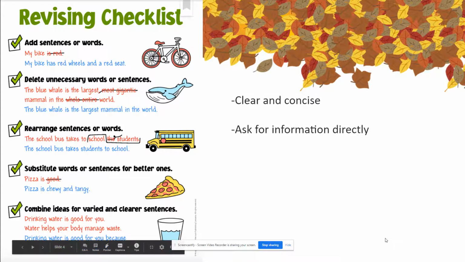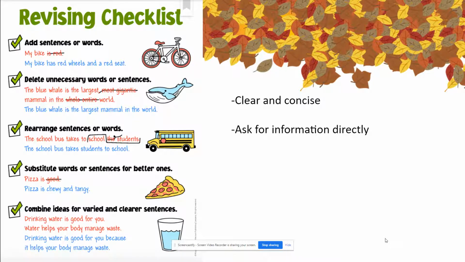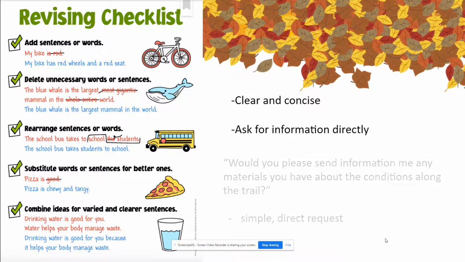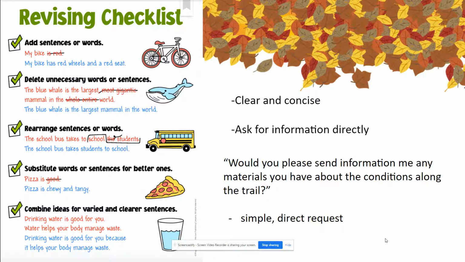When I write a formal letter, I want to present my ideas in the best way possible. Since I don't know the person whom I'm writing to, my sentences should be clear and concise. I know the person is busy and I don't want to waste time with unnecessary details, so I should ask for information directly. For example, in the writer's model we have seen, the writer asks, "Would you please send me any materials you have about the conditions along the trail?" This is a simple, direct request.